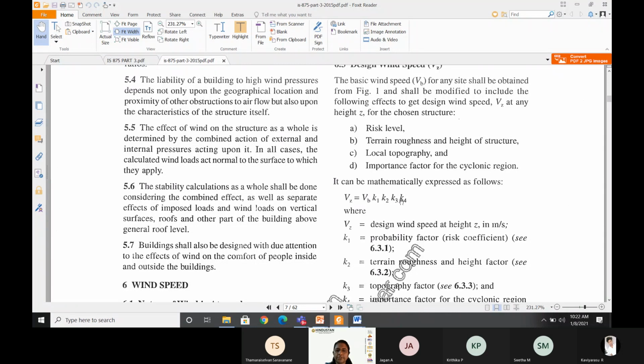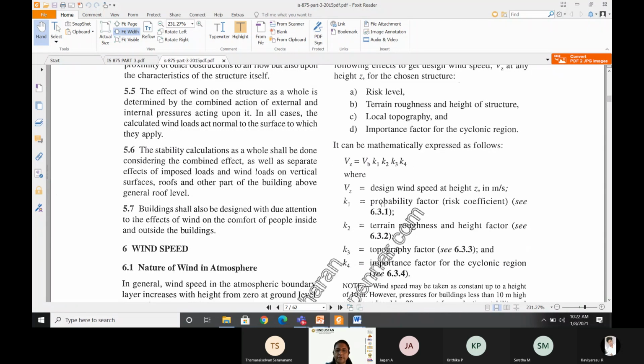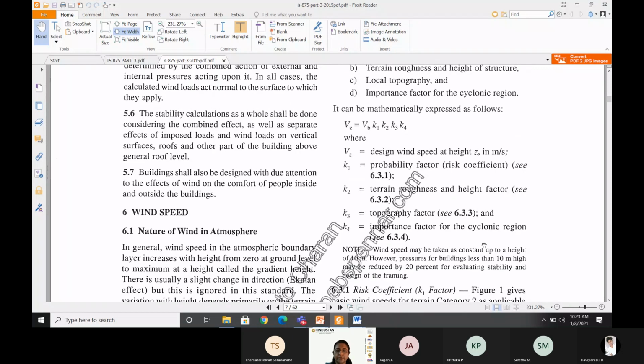Now K1, K2, K3, K4, there are 4 parameters, where K1 is called the probability factor or the risk coefficient. It is explained in 6.3.1. K2 is known as the terrain roughness and the height factor. I will explain what terrain is. Terrain roughness and height factor, the height of the building. So the K2 parameter will take care of the height of the building as well as where it is located, in which terrain it is located.